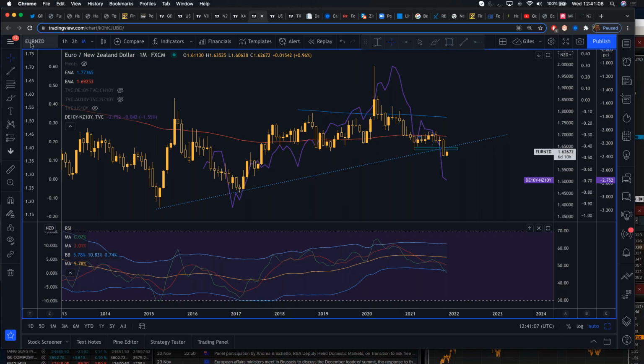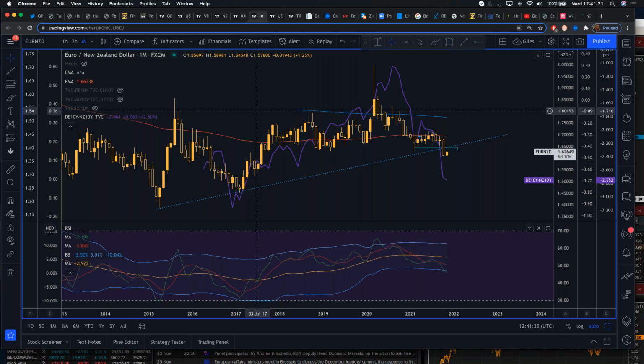Now, the euro is vulnerable to Germany announcing lockdowns. The euro is vulnerable to the ECB becoming more bearish in response to rising lockdowns. So on a balance of probabilities, more euro New Zealand dollar downside is expected. Now, the risks to this outlook are as follows.